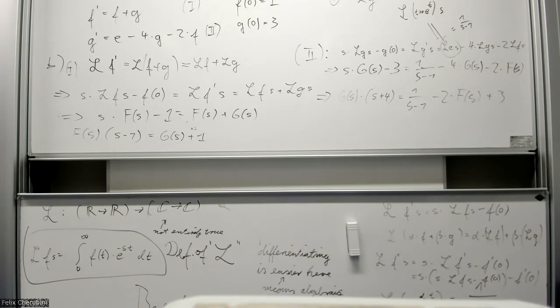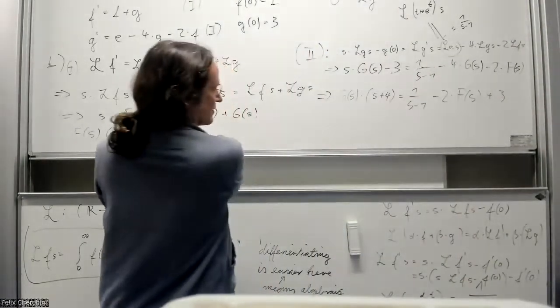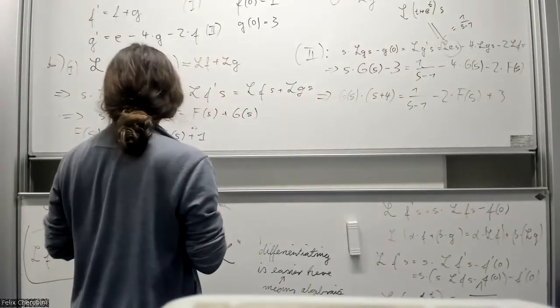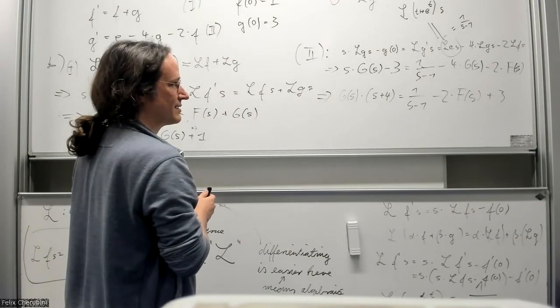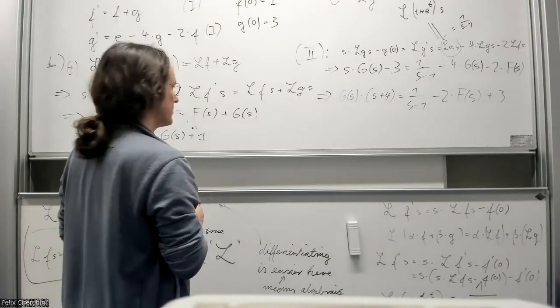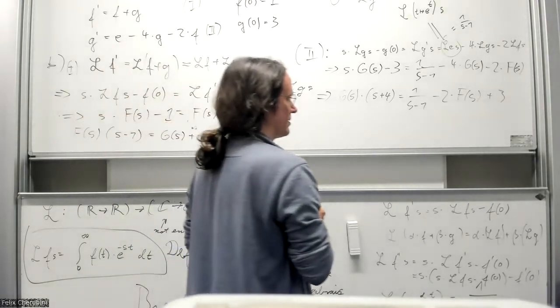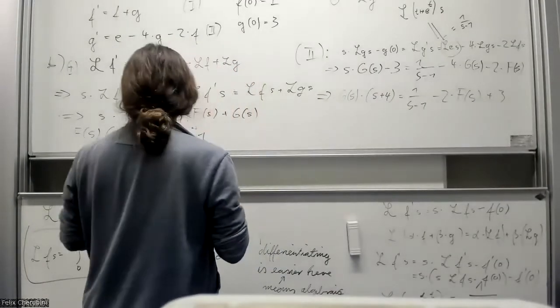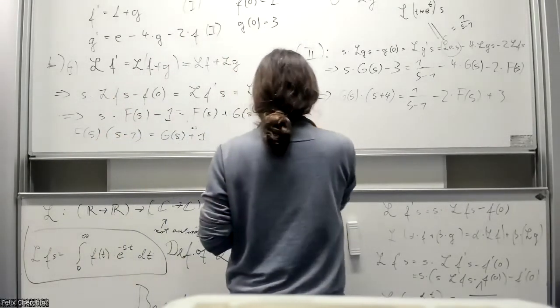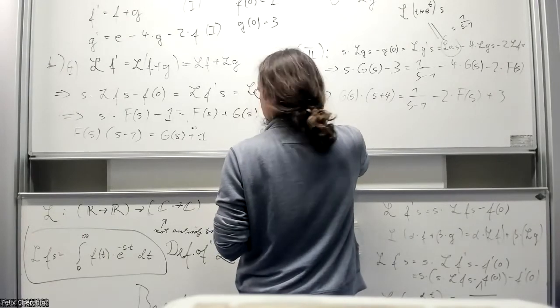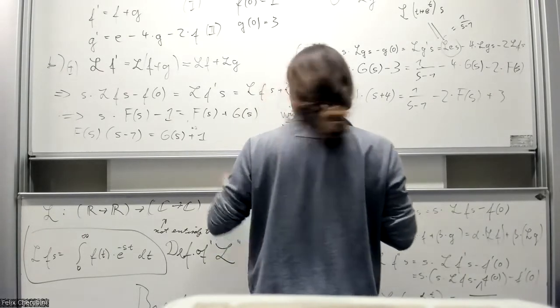Plugging in the definition of G of S from the first one is probably easier. So plugging in what G of S is into this one, yeah, we could do this, I agree, solving for f of s. Okay, so let's do this. So we're using 1 here. Okay, derive for 1.